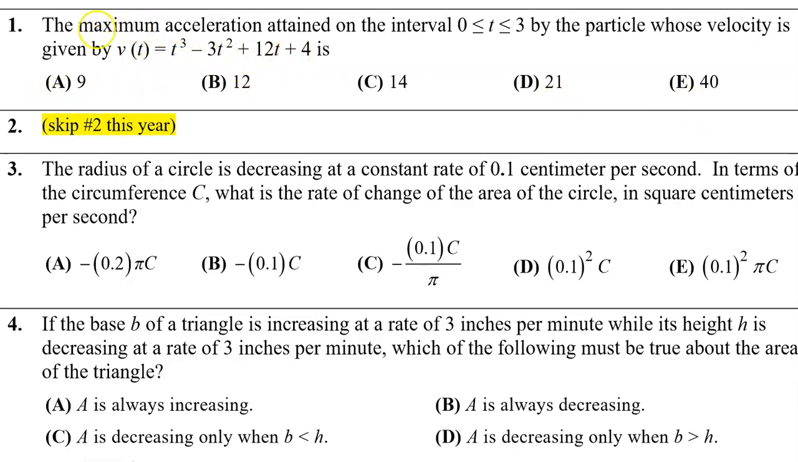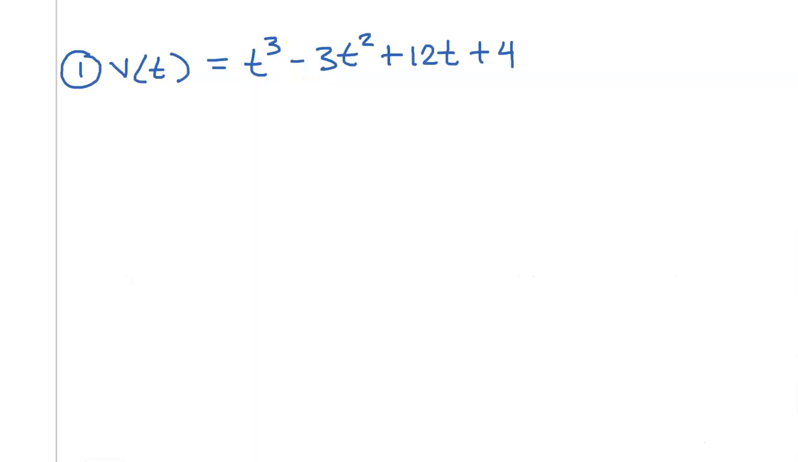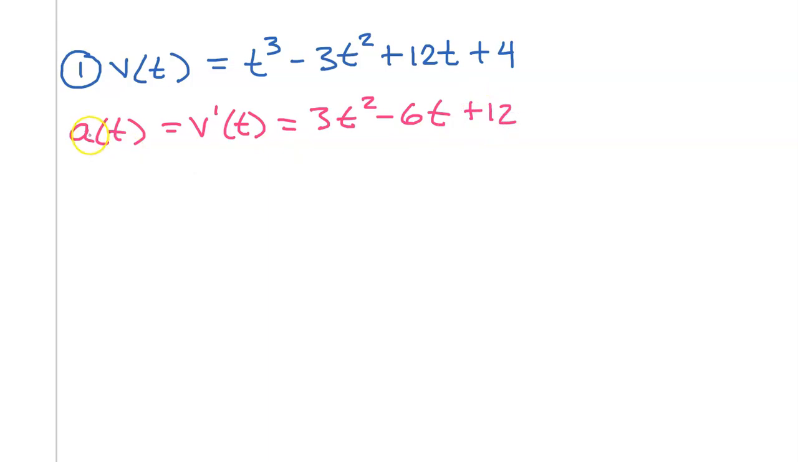So we are looking for the maximum acceleration, and we are given the velocity formula. Well, if we want to maximize acceleration, first we need to find the acceleration function. Acceleration is the derivative of velocity. So let's go ahead and take the derivative of the velocity function using the power rule. So we will have 3t squared, and then 2 times negative 3 is negative 6, so that's negative 6t, and then plus 12. So this is the acceleration function.